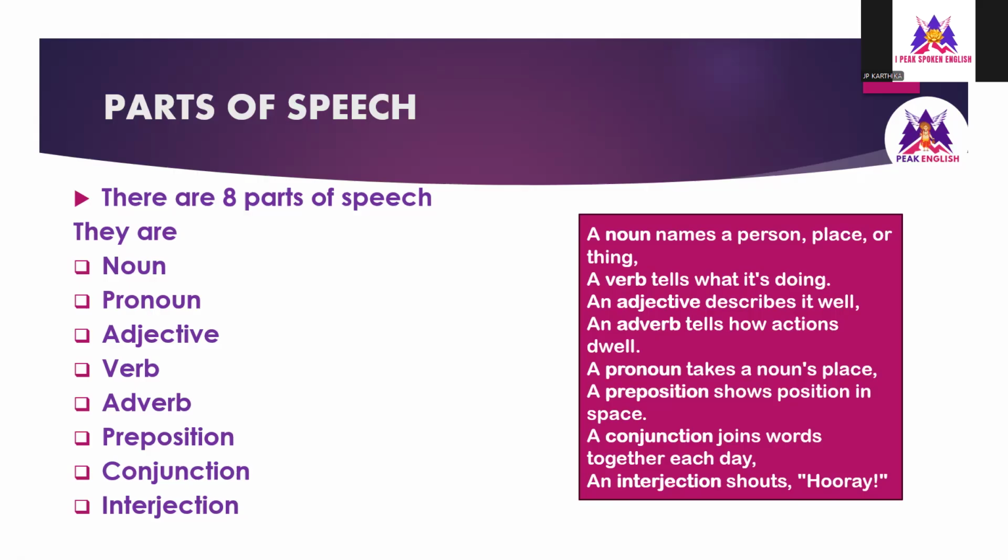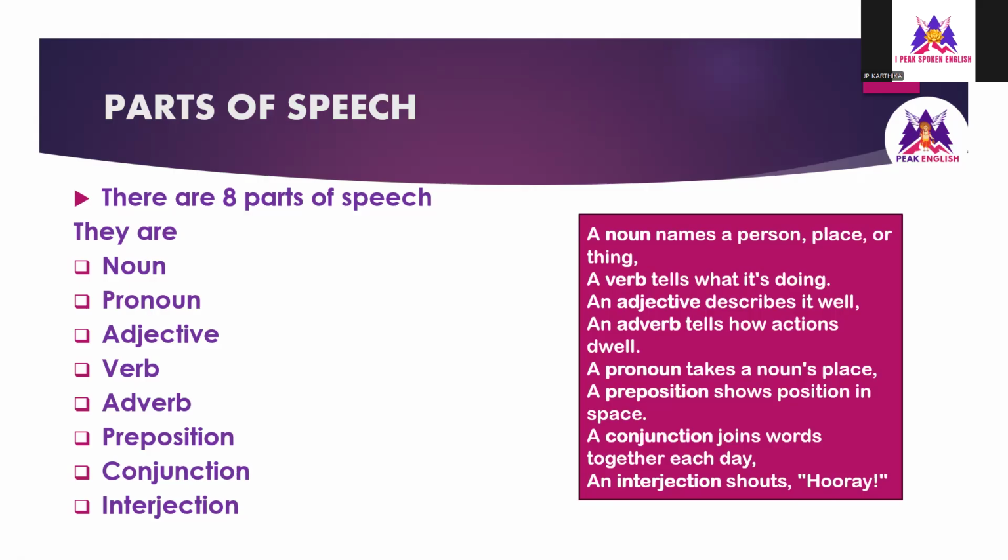So here to remember what it is, I have given a small poem. A noun names a person, place, or thing. So what do you mean by noun? Noun means naming words. Everything has a name. Every person has a name. Every place has a name, right? So naming words are called nouns.